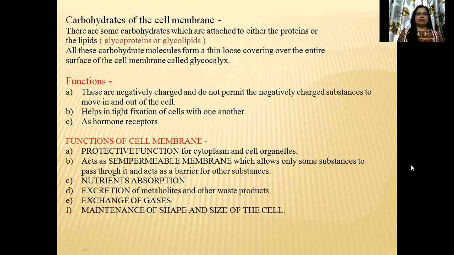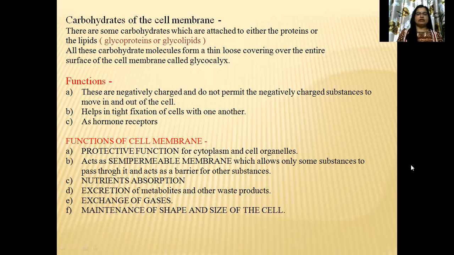Then carbohydrate of the cell membrane. There are some carbohydrates which are attached to either the protein or the lipid, which are called glycoproteins or glycolipids. All these carbohydrate molecules form a thin, loose covering over the entire surface of the cell membrane called glycocalyx. Functions: these are negatively charged and do not permit the negatively charged substances to move in or out of the cell. Help in tight fixation of cells with one another. Work as hormone receptors.